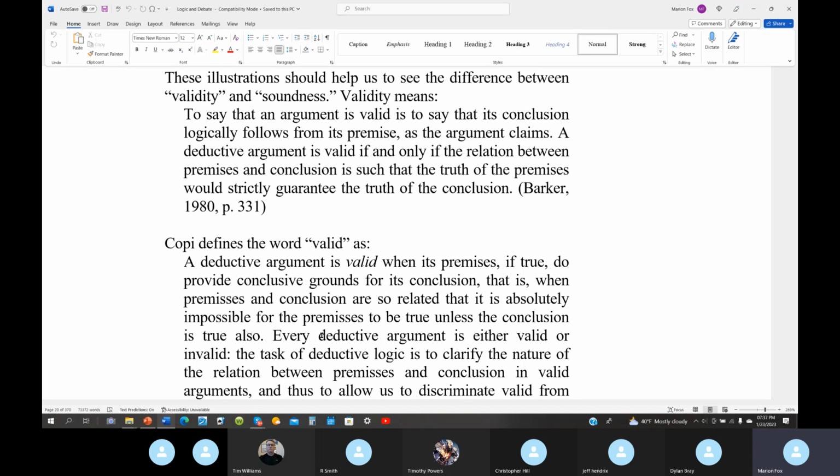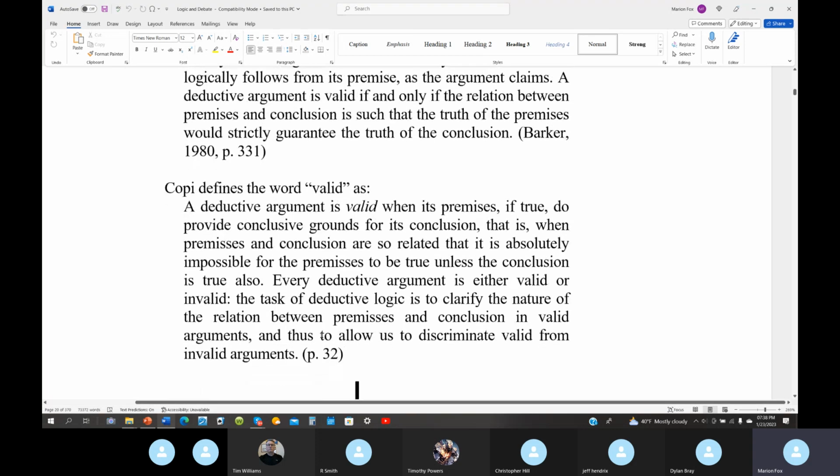Now, validity, according to Barker, is to say that an argument is valid, to say that its conclusion logically follows from its premise as the argument claims. A deductive argument is valid if and only if... Now, that has a special meaning, which we'll get into later. The relation between the premises and conclusion is such that truth of the premises would strictly guarantee the truth of the conclusion. Right? And we'll expand upon this more as we develop this.